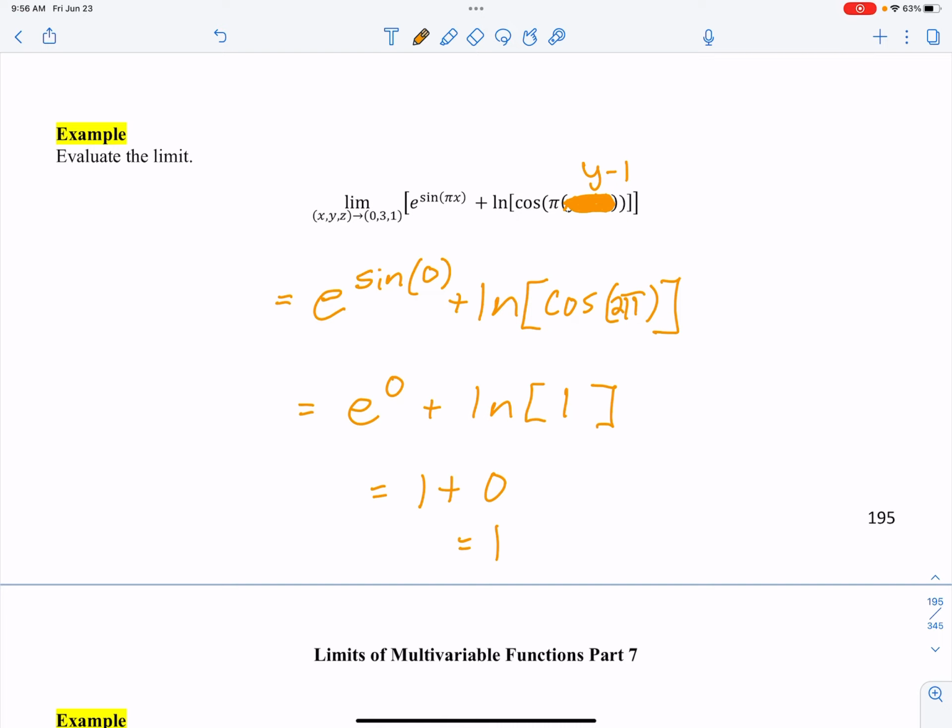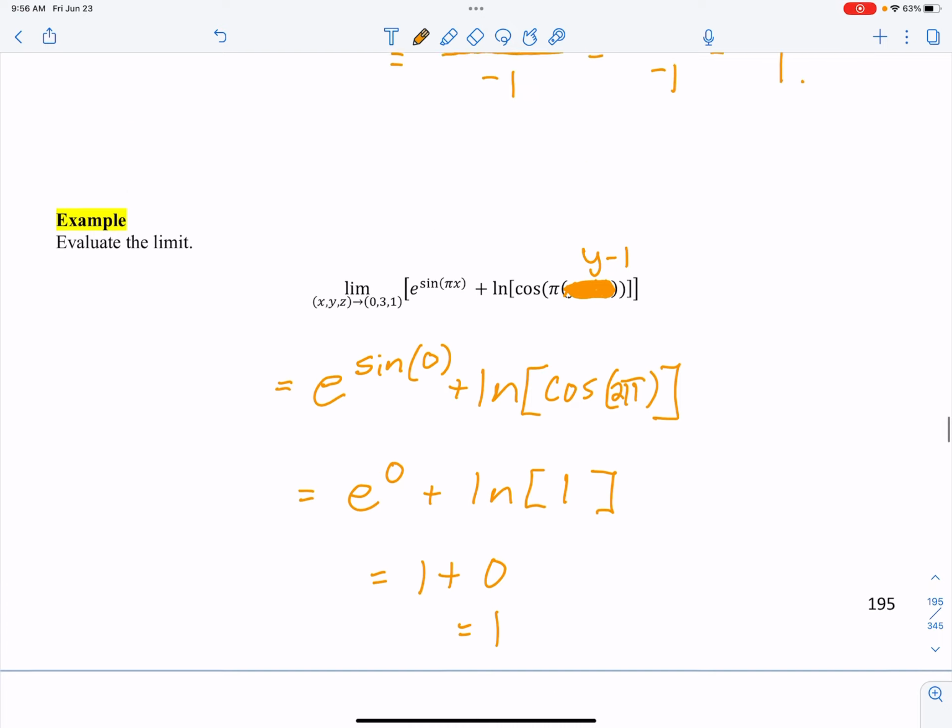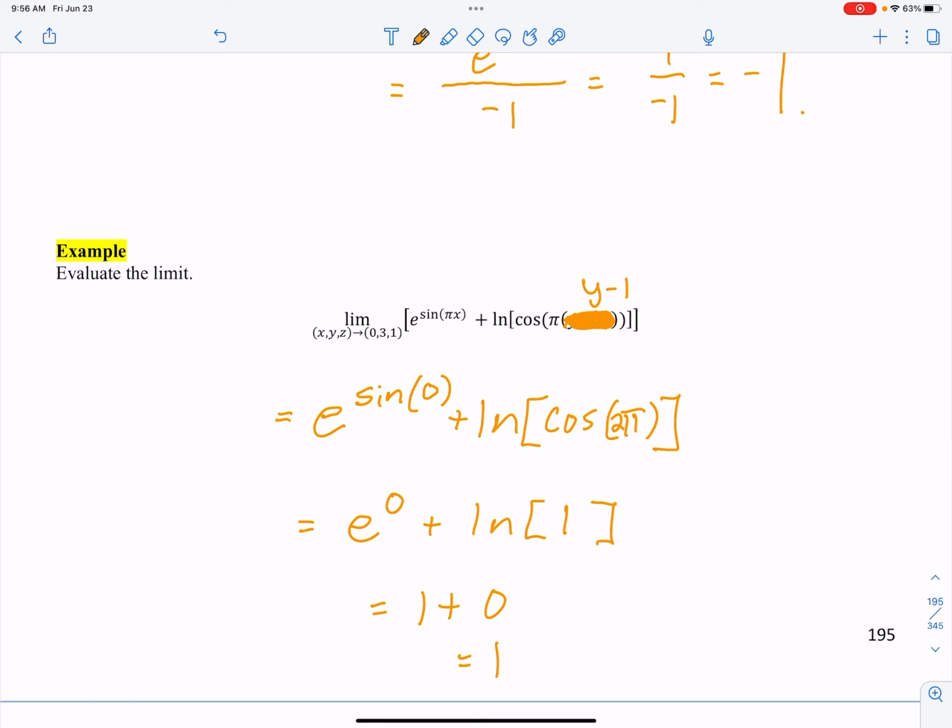Hopefully I changed that, I guess. There we go. So if you can plug it in, please just plug it in and evaluate, and that's it. It's nice. But again, I do have to warn you, just because you can't plug it directly in does not mean it doesn't exist.